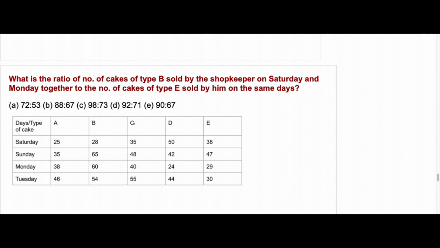First question: what is the ratio of the number of cakes of type B sold by the shopkeeper on Saturday and Monday together? Saturday, Monday, 28 plus 60, which is 88, to the number of cakes of type E sold on the same days, Saturday and Monday. 38 plus 29 is 67. So 88 by 67 is your answer, option B.